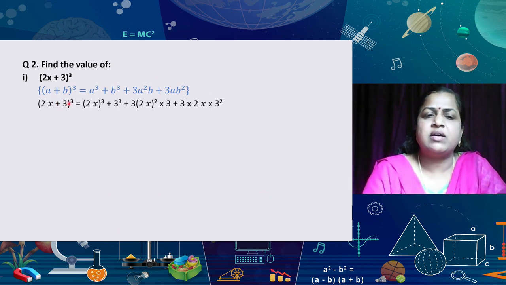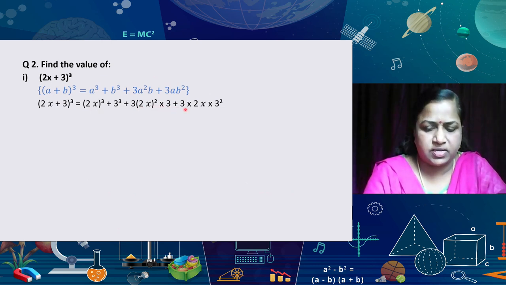(2x + 3) whole cube equals a cube, that is (2x) whole cube, plus b cube is 3 cube, plus 3a square b, that is 3 into (2x) whole square into 3, plus 3ab square, that is 3 into 2x into b square is 3 square.